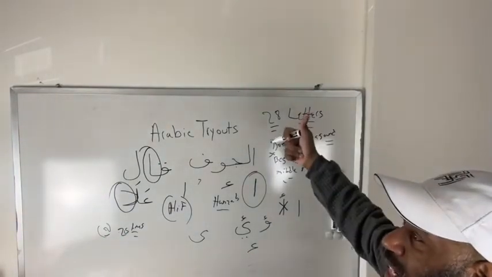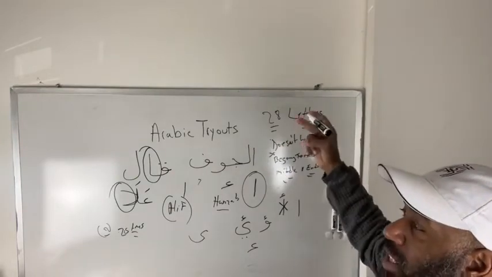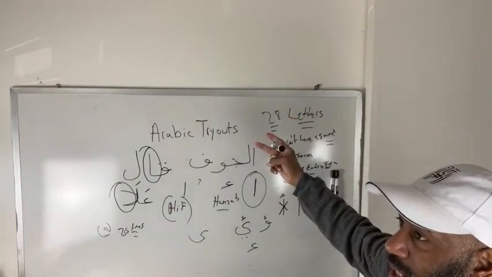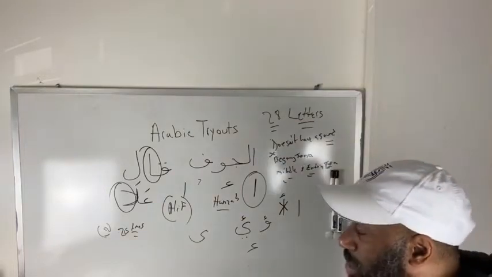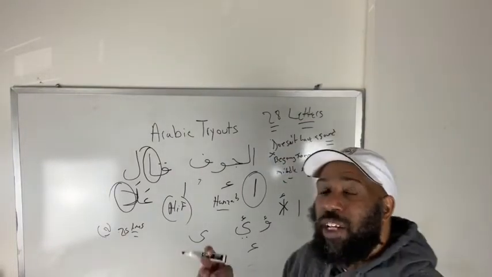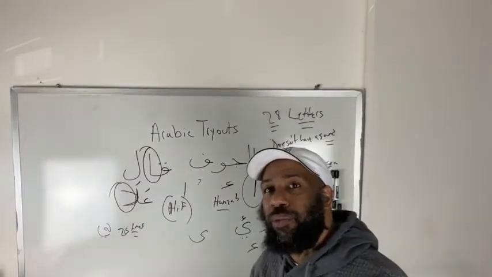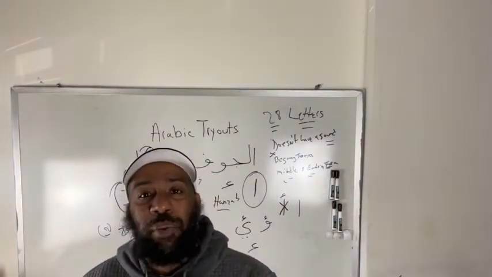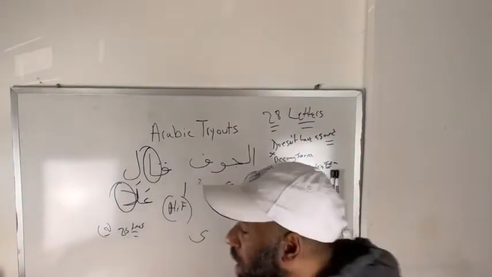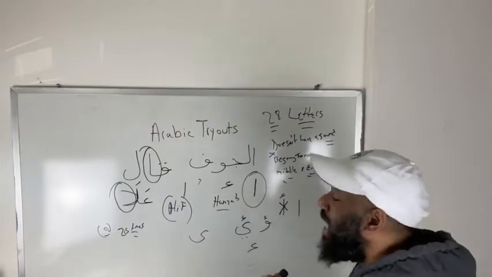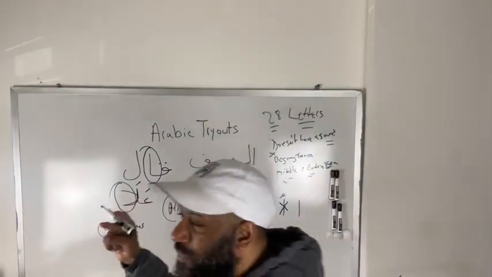Aleph does not have a beginning form. Aleph does not make a sound. Okay? It's important that you know this. Aleph has a middle and an ending form. It does not have a beginning form. Okay? It does not make a sound. It has a middle and an ending form.